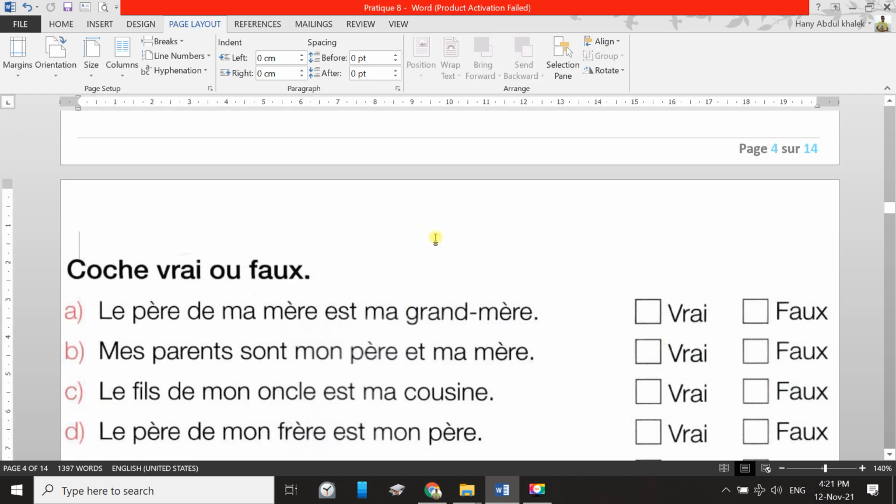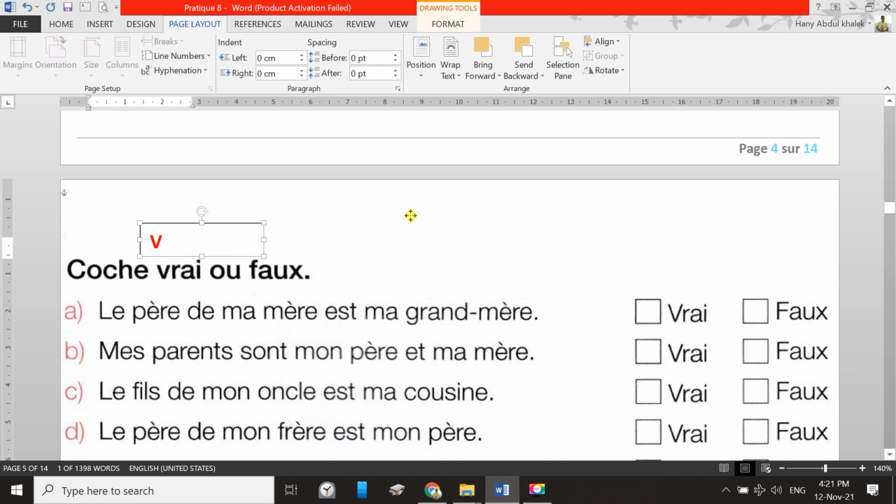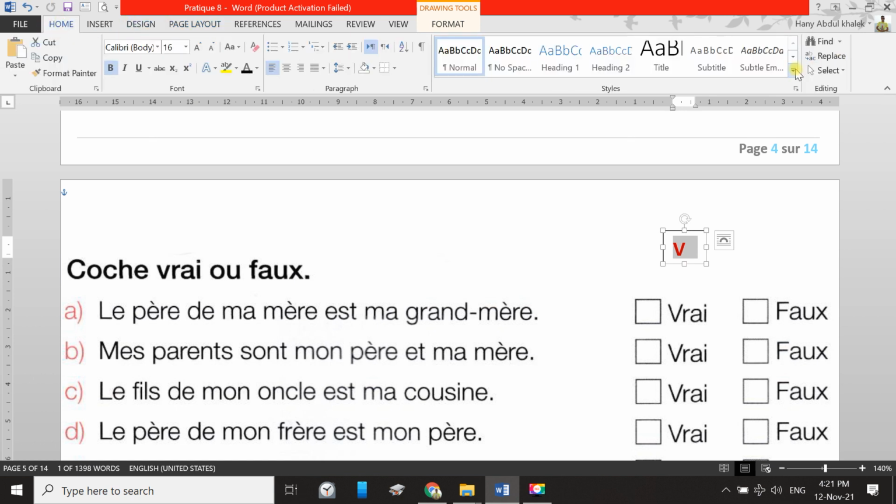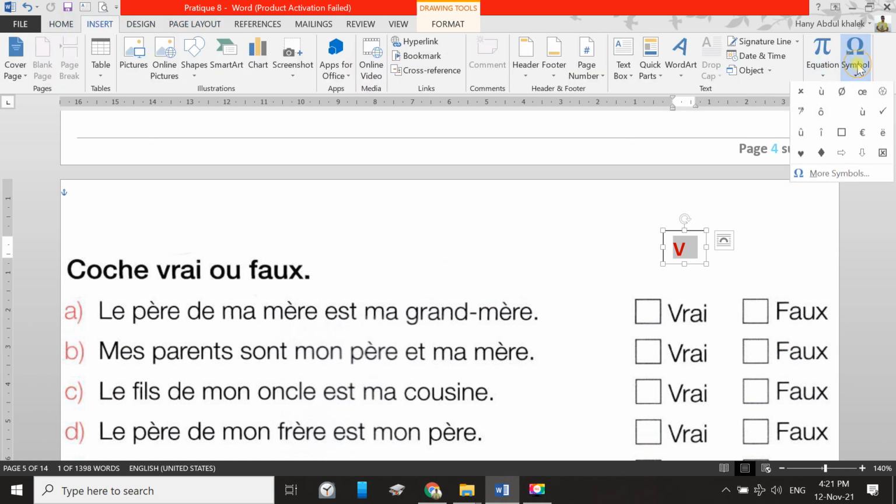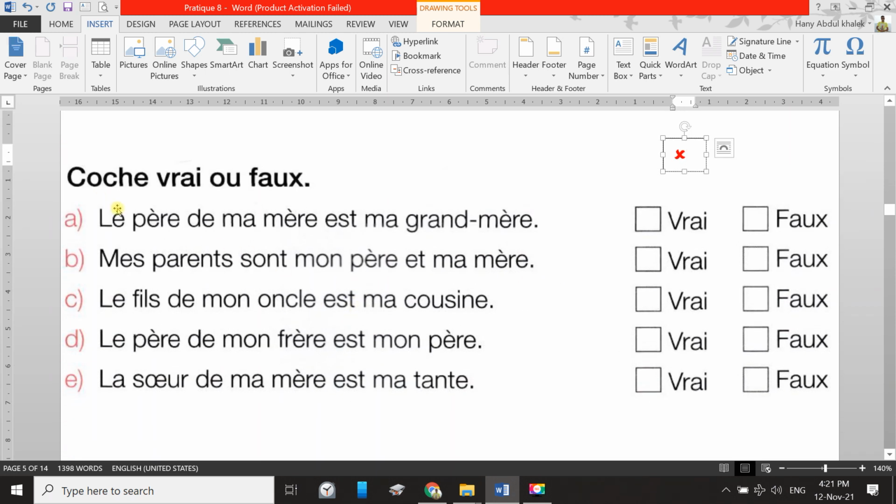Okay, let's go to this exercise next. Here, this is vrai ou faux. Le père de ma mère est ma grand-mère. The dad of my mother is my grandmother. Sure it's false. It's my grandfather. The dad of my mother is my grandfather, not my grandmother. Okay, here this is false.